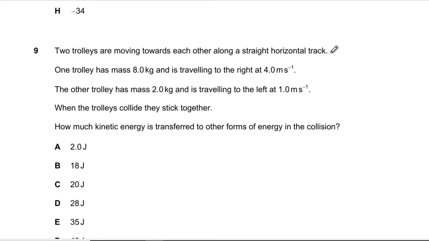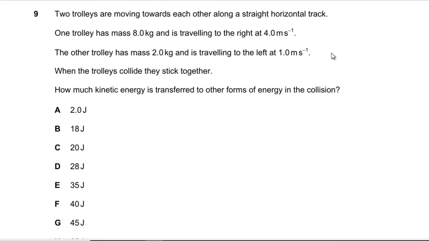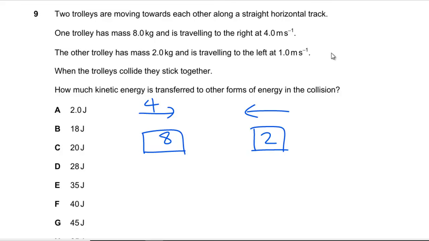Question 9. Two trolleys are moving towards each other along a straight horizontal track. One has got mass 8, travelling to the right at 4 meters per second. The other's got mass 2, travelling to the left at 1 meter per second. They collide and stick together. How much kinetic energy is transformed or transferred to other forms of energy in the collision?